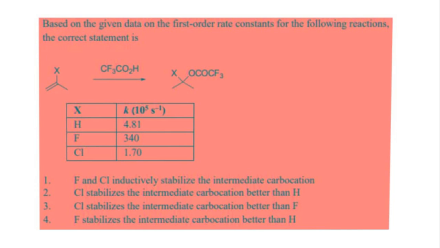In this reaction we have seen that the trifluoroacetate anion is added to the carbon adjacent to the halide group, and here the carbocation is produced in the reaction medium, producing a 2-degree carbocation, and then the trifluoroacetate anion is added to that carbon. And in the given problem there are different rates.